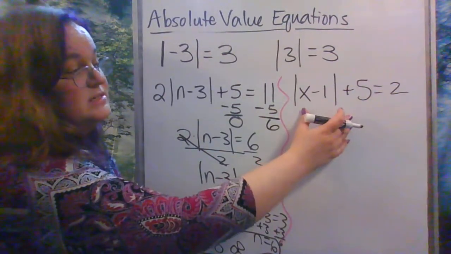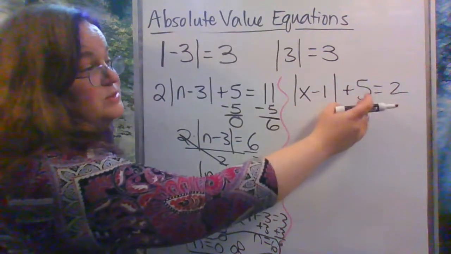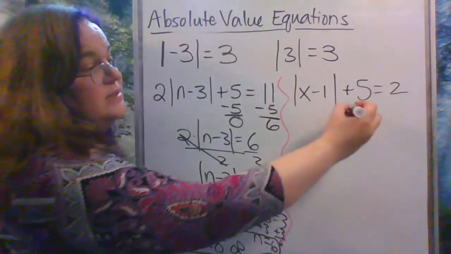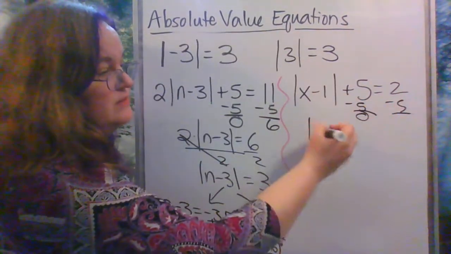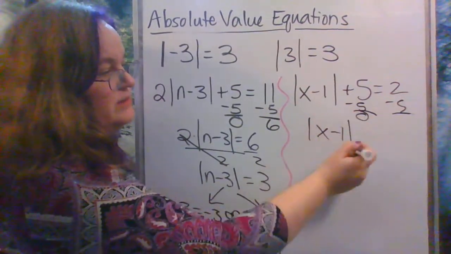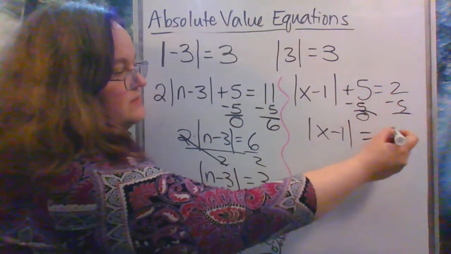All right, let's take a look at this one. Again, I'm looking at my absolute value. It's not isolated. There's this plus 5. How do I get rid of a plus 5 so I can get this all by itself? Well, I subtract 5. Okay, 5 minus 5 is 0. I'm left with the absolute value of x minus 1. That's kind of a long one. On that side, 2 minus 5 is negative 3.